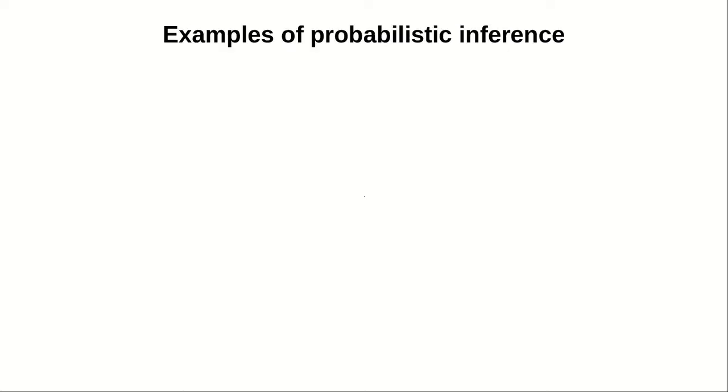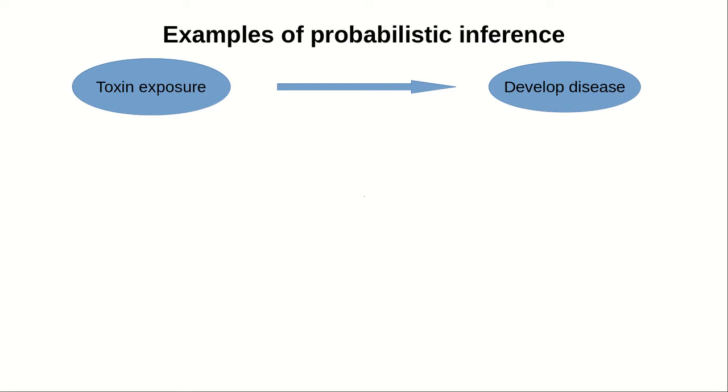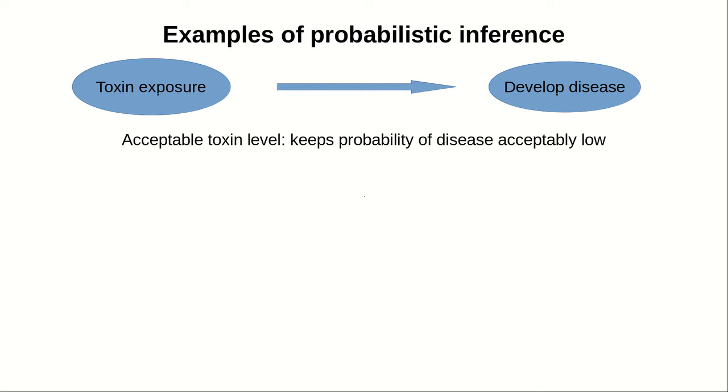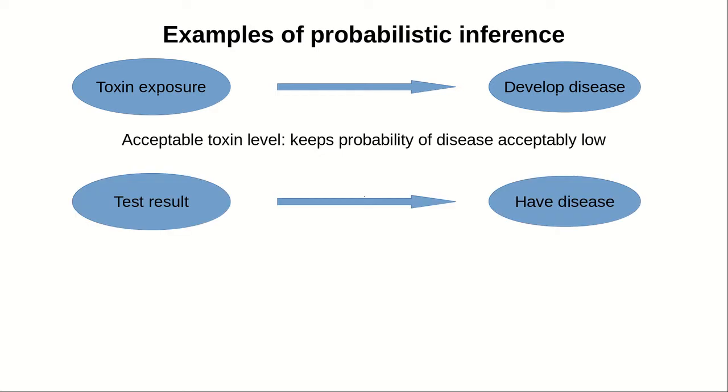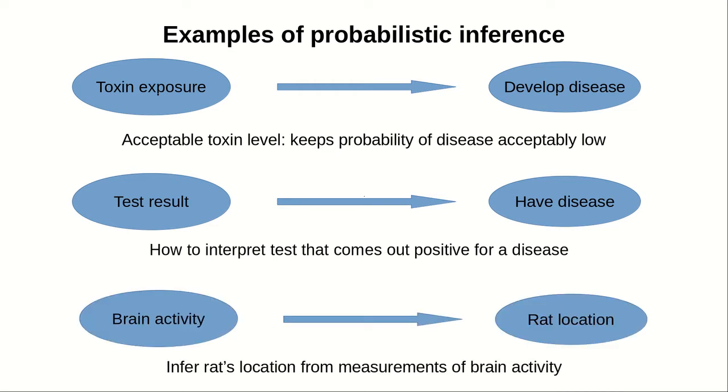Some examples of probabilistic inference could be, given exposure to a certain level of a toxin, what is the probability of developing a disease? And from that, we might want to infer what is an acceptable level of an environmental toxin. Specifically, what level of the toxin keeps the probability of the disease to an acceptable level. A related example is in testing for a disease, as tests aren't perfect and sometimes give incorrect results. In light of the possibility of incorrect results, how do we interpret the results of a test that come out positive for the disease? Another example of probabilistic inference is measuring from the seemingly noisy activity of a rat's brain as it is navigating a maze and attempting to infer the rat's location.